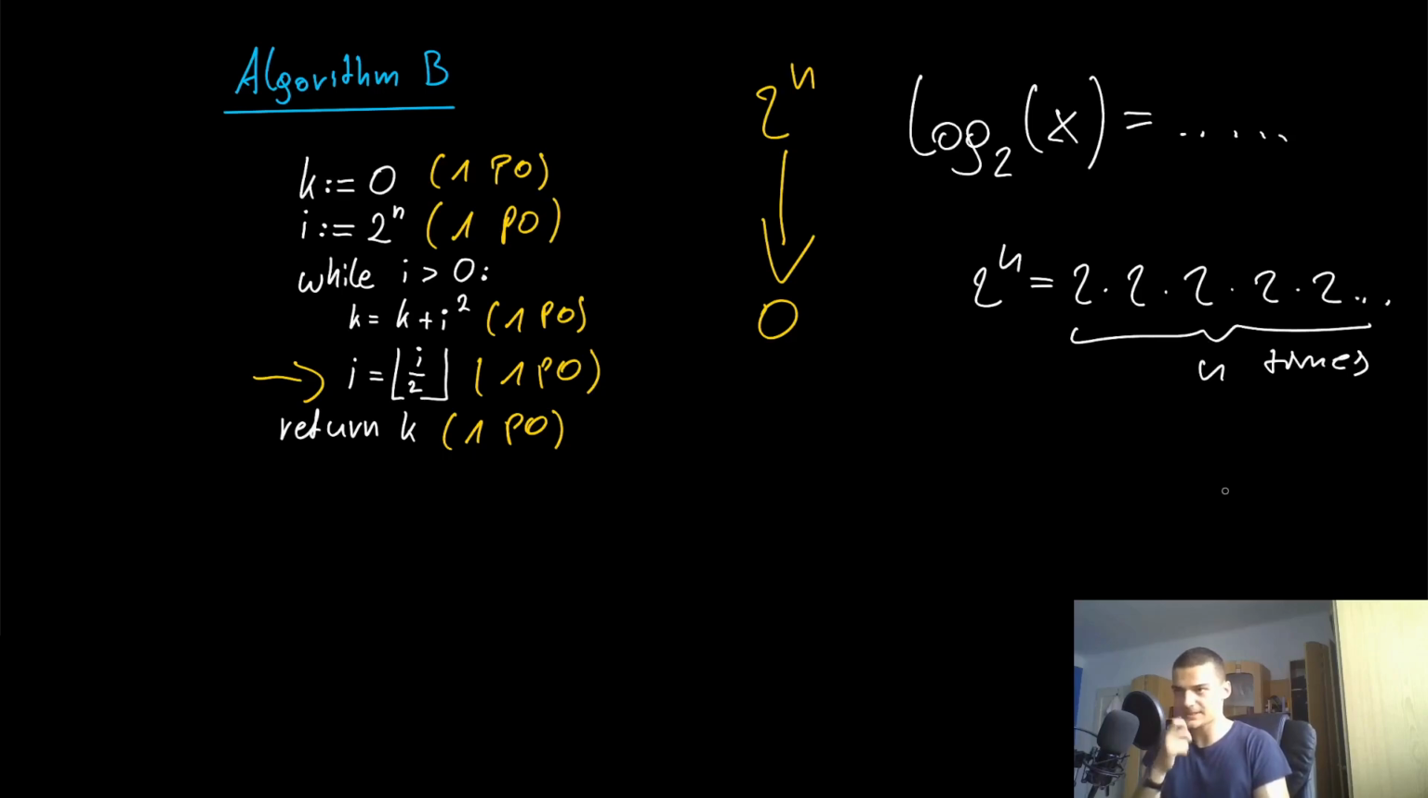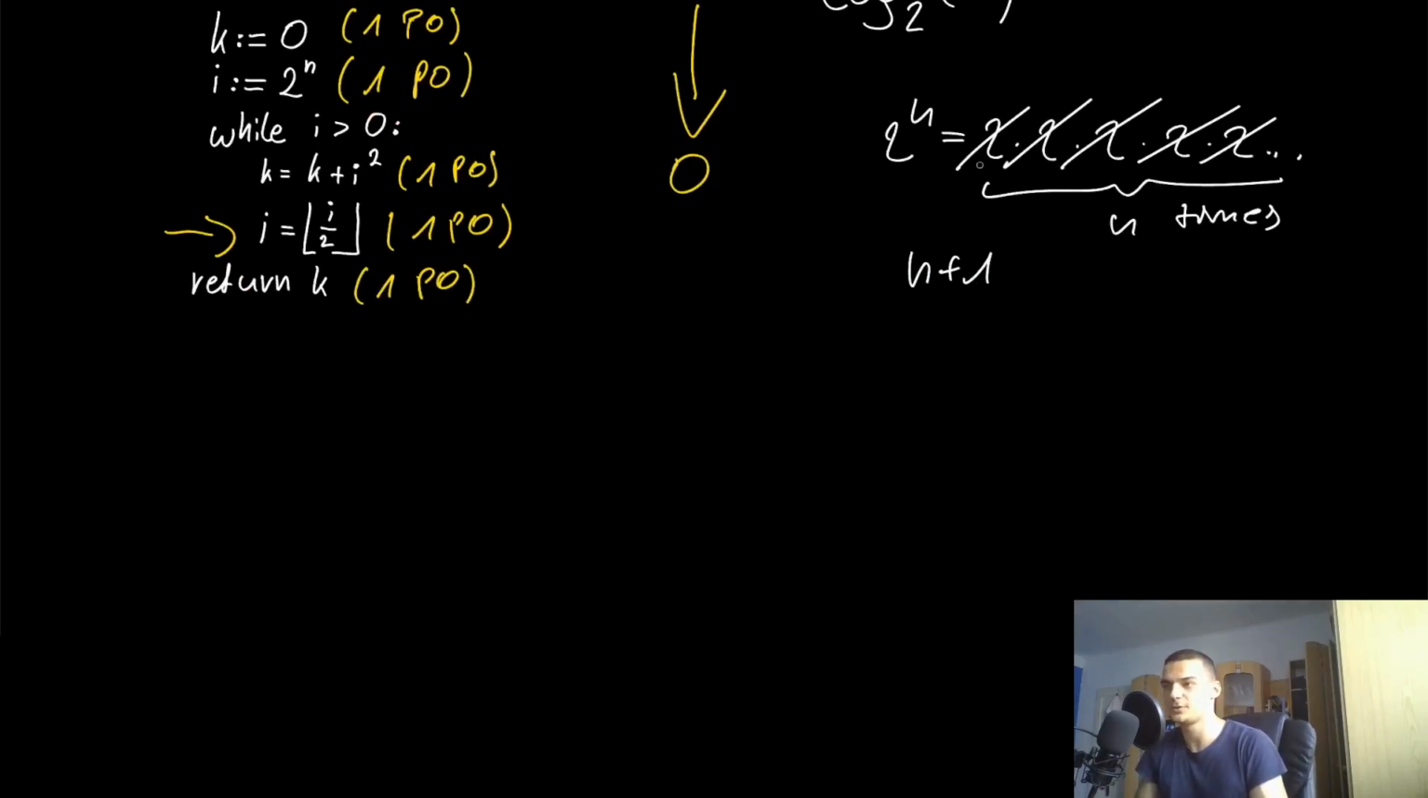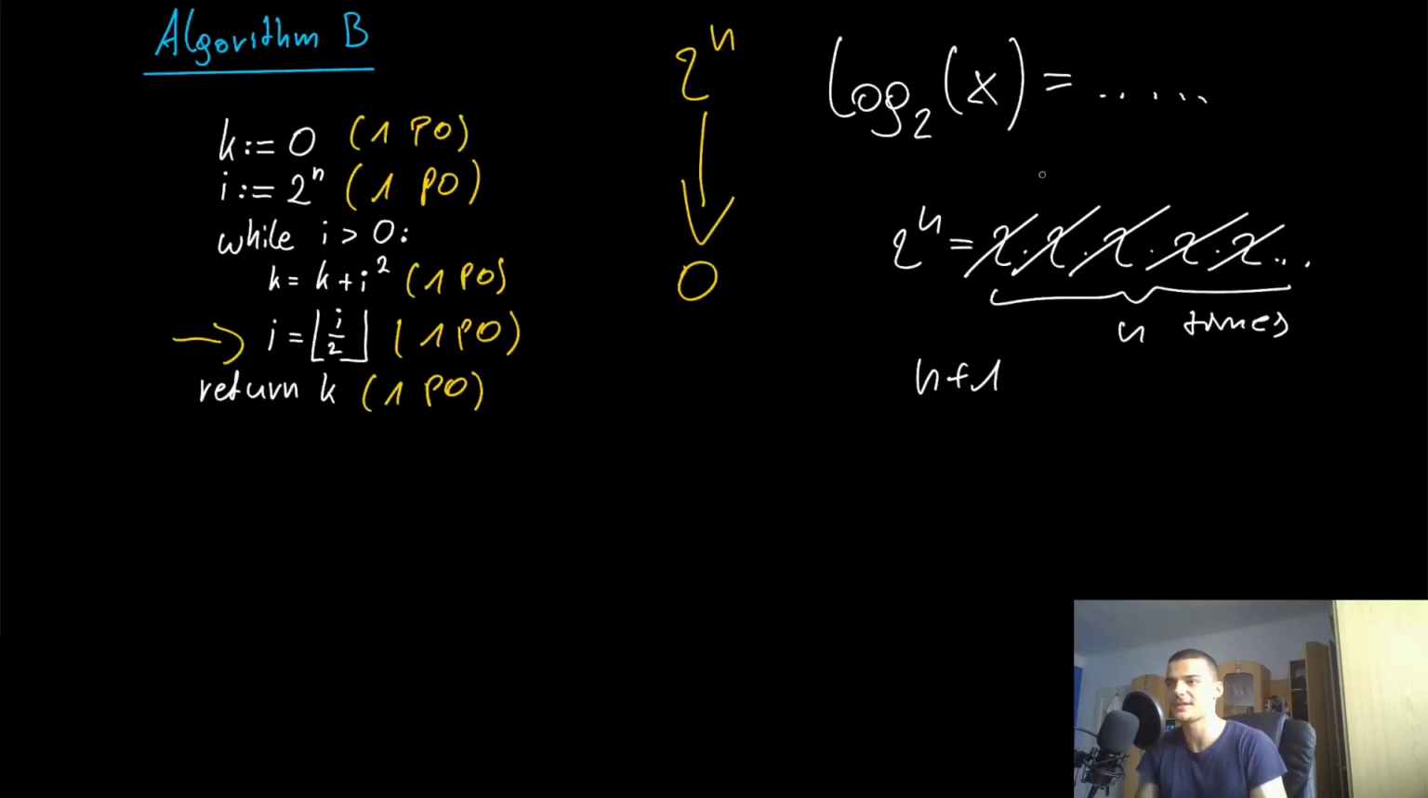So the question is, how many times can we divide by 2 in order to get to 0? And the answer obviously is n plus 1. Because when you divide 2 to the power of n, n times, you get to 1. And if you divide 1 by 2, you get to 0.5. And if you get to 0.5, you essentially end up with the floor function rounding it down to 0.